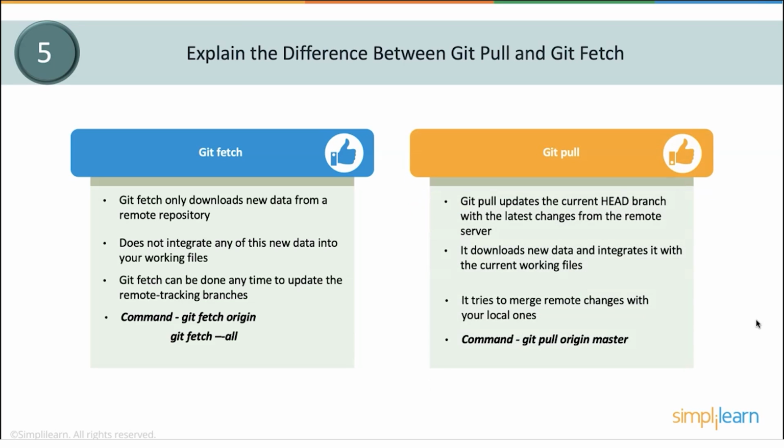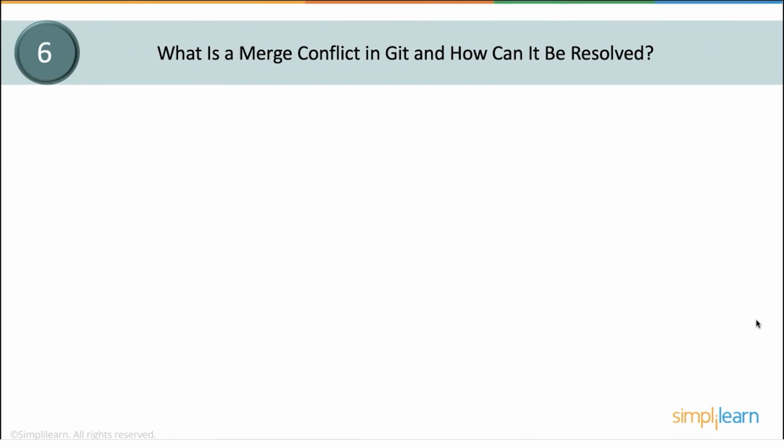On the other side, when we talk about git pull, git pull updates the current head branch with the latest changes from the remote servers. So git pull downloads the new data and integrates it with the current working directory files. It actually tries to merge the remote changes with your local ones. So that's the difference between git fetch and git pull.